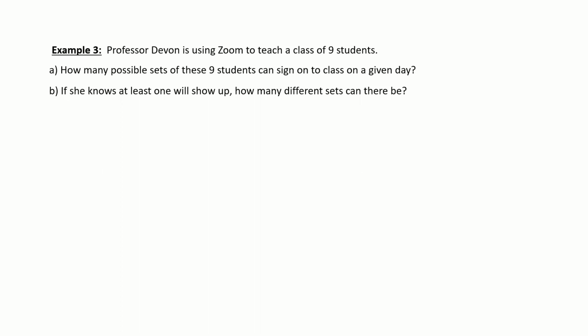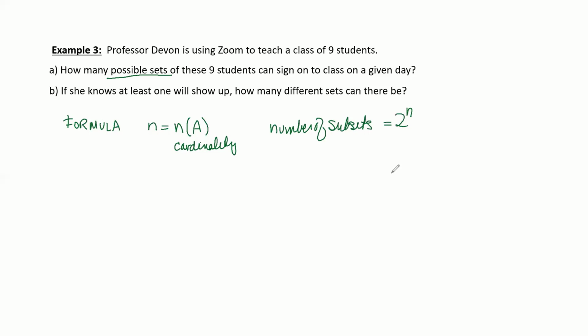When we're asking how many possible sets, we need to remember the formula that if n is the number of elements in a set, also known as the cardinality of a set, then the number of subsets is 2 to the n power. That means 2 multiplied n times together.